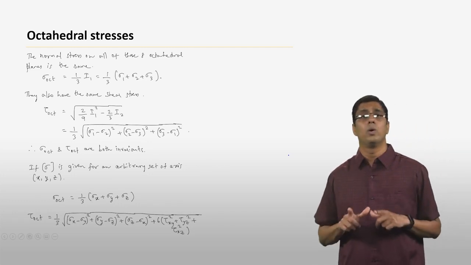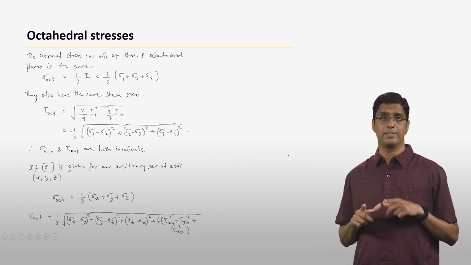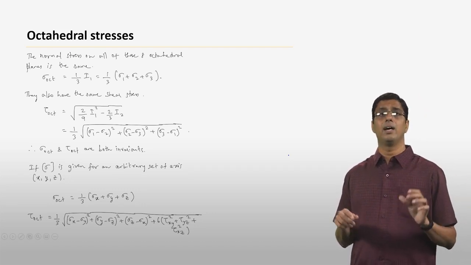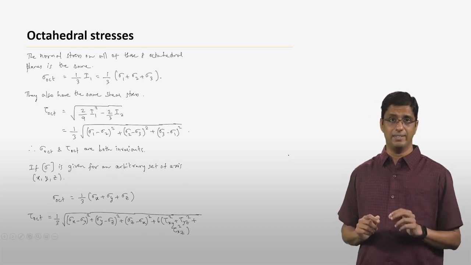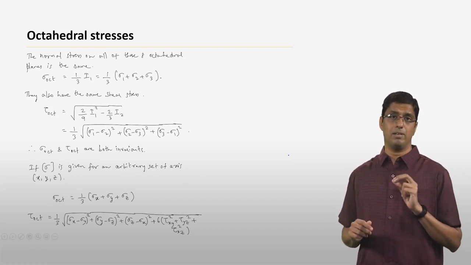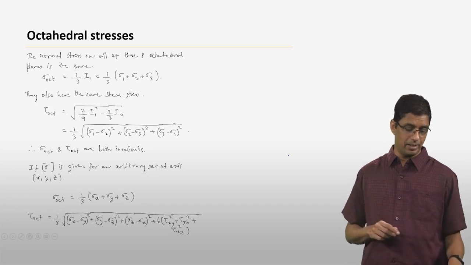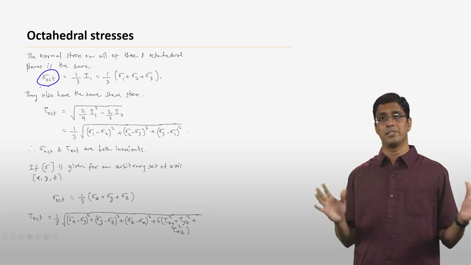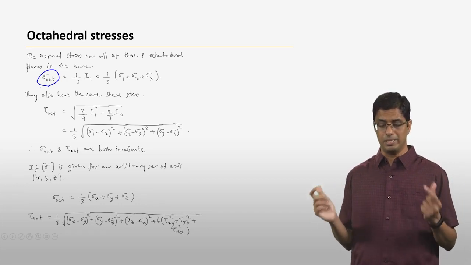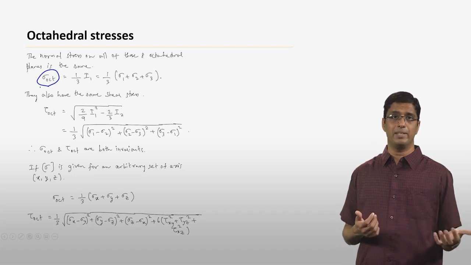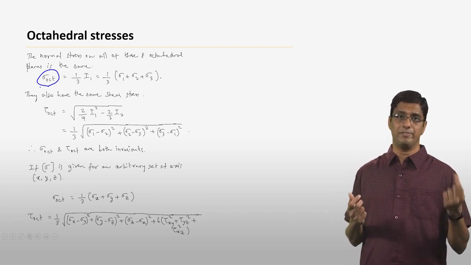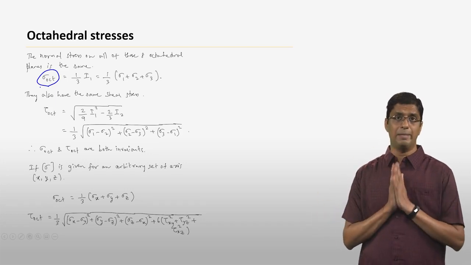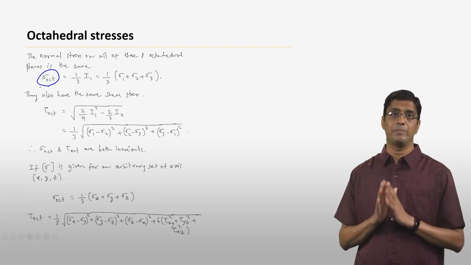Now, what is special about these octahedral planes is that the normal stress as well as the shear stress on each one of these planes are identical. The normal stress on these octahedral planes is given by sigma octahedral, and that is nothing but the average of the principal stresses: sigma 1 plus sigma 2 plus sigma 3 divided by 3, which is 1 over 3 times I1, the first stress invariant, because I1 is sigma 1 plus sigma 2 plus sigma 3. So all these 8 planes have the exact same normal stress.